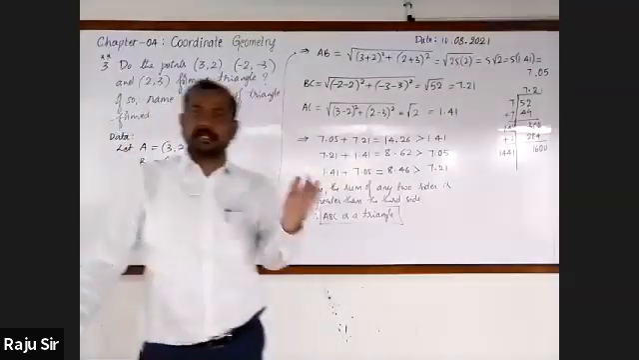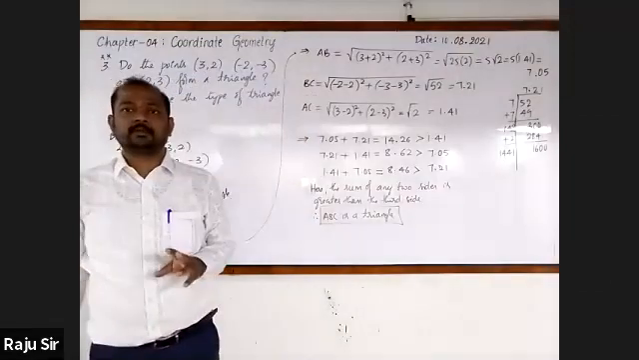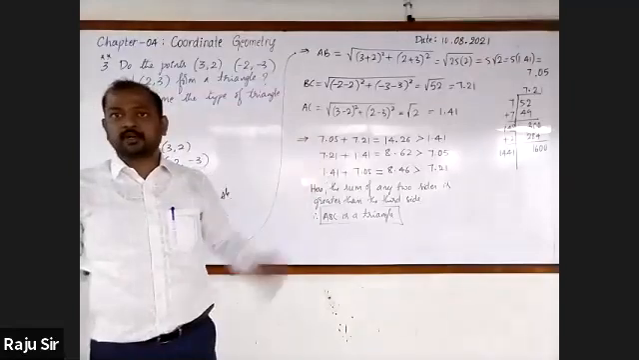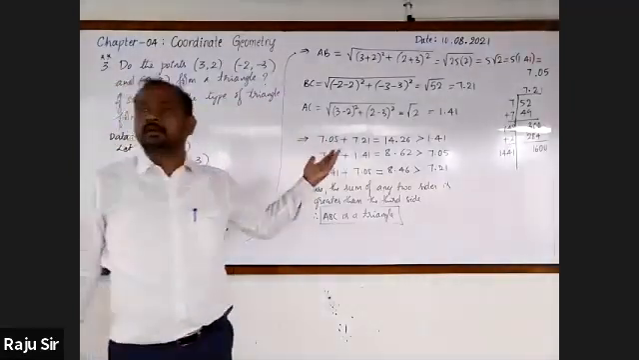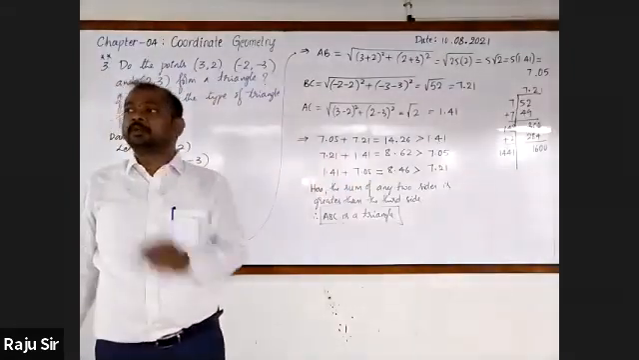If all three sides are equal, it is an equilateral triangle. Here it is not at all possible. If two sides are equal, it is an isosceles triangle. That is also not possible. If all three sides are unequal, it is a scalene triangle. This is possible. And one more condition, what is that?